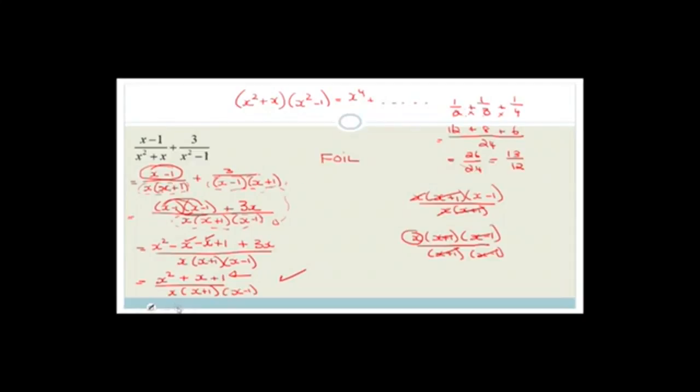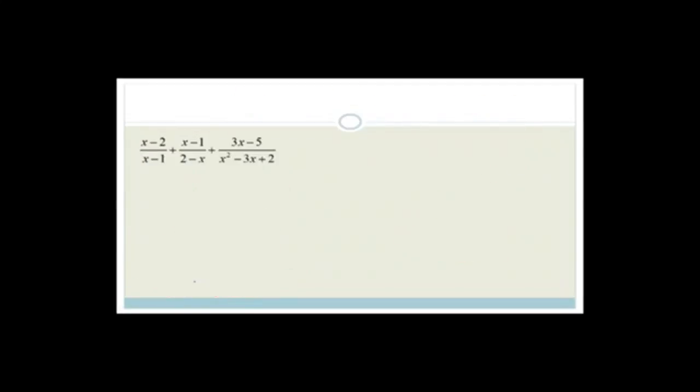Okay, so we're going to do another example. Okay, so let's look at this one. We've got x minus 2 over x minus 1 plus x minus 1 over 2 minus x. Okay, so I'm thinking they must do something with that because x is in the wrong place. Plus 3x minus 5 over x squared minus 3x plus 2.